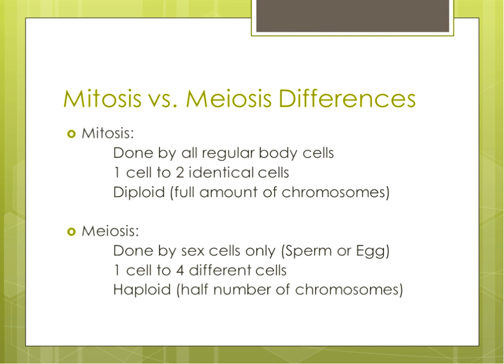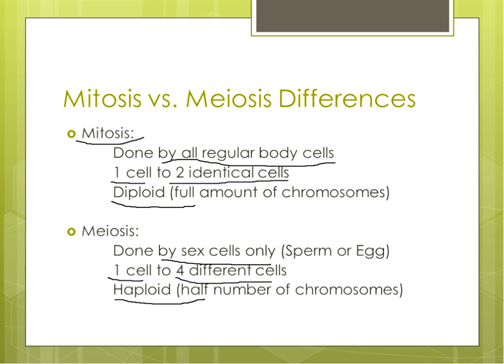Here are your differences too. Mitosis, done by all regular body cells. Meiosis, sex cells only, sperm or egg cells. Mitosis goes from one cell to two identical cells. Meiosis goes from 1 to 4 cells, and they're all different. Mitosis has the full amount of chromosomes, called diploid. Meiosis has half the number of chromosomes, called haploid. 46, 23. Okay?